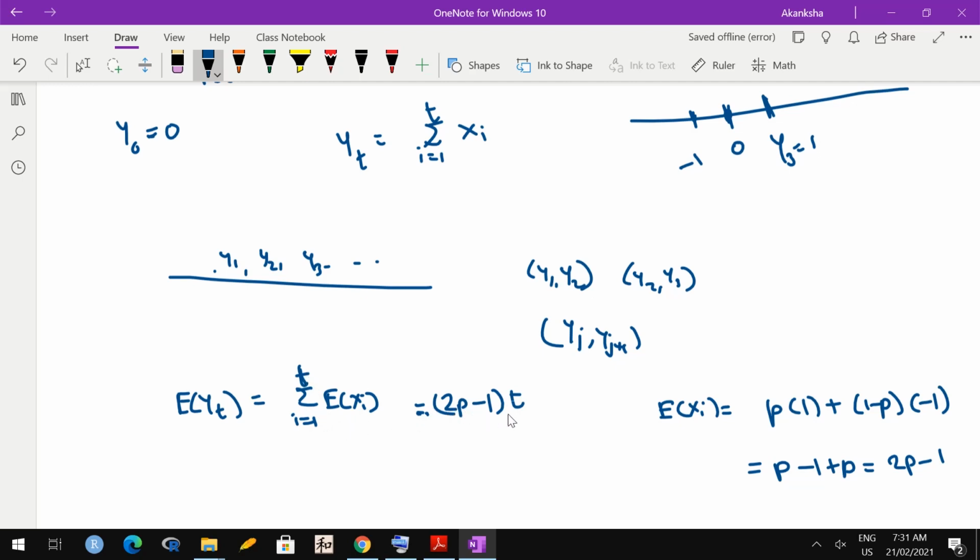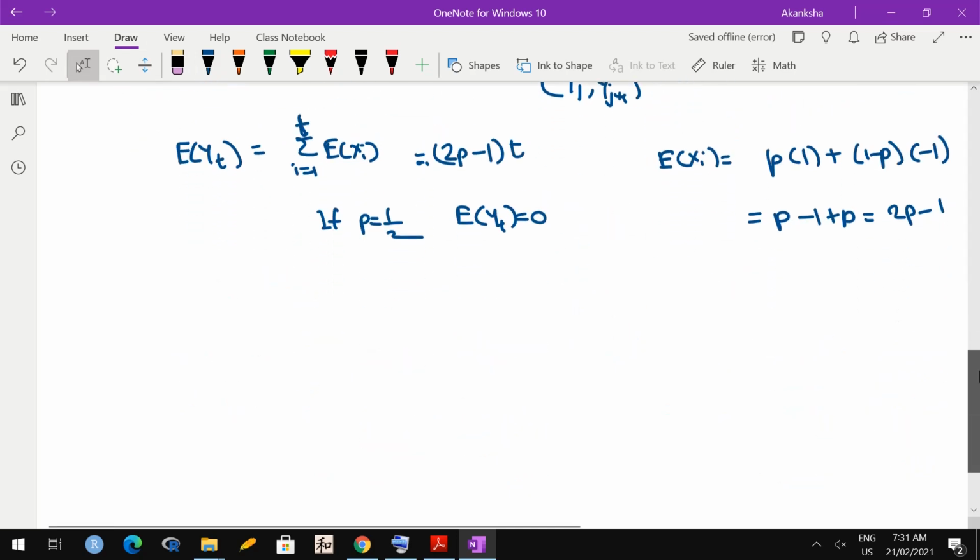So this expectation is dependent on t if p is not equal to half. But if p is equal to half, then the expectation of Yt is 0. So at least the mean remains constant if p is equal to half. What about variance? What happens to variance?